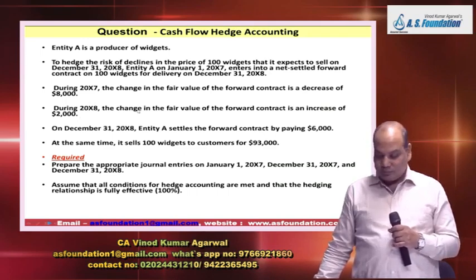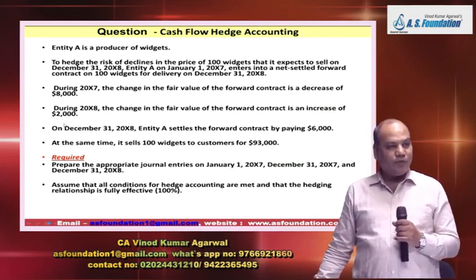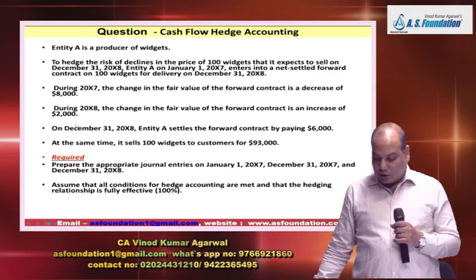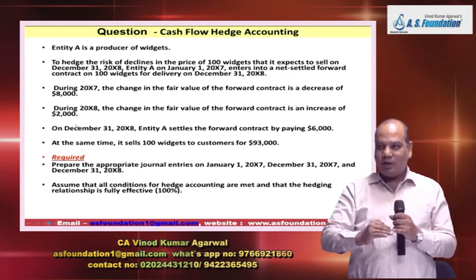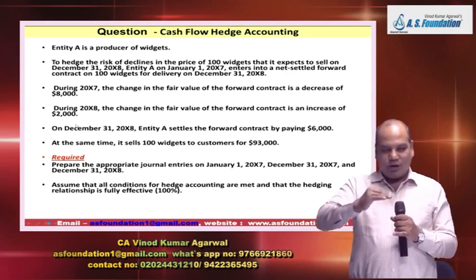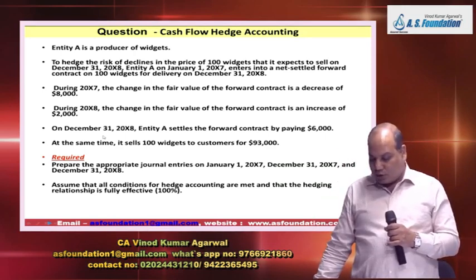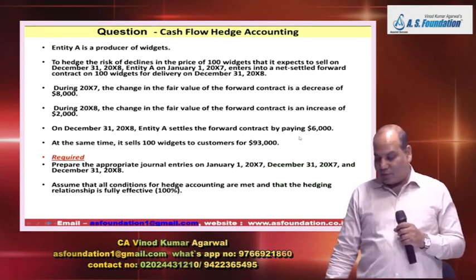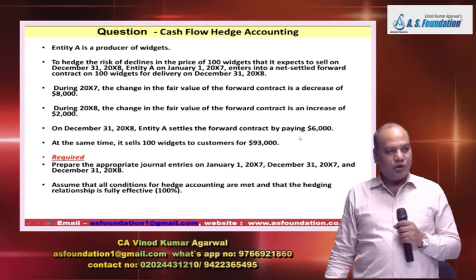During 2018, the change in fair value of the forward contract is an increase of $2,000. So we'll pass an entry for 2,000. Still we are a net loser of $6,000. In the first year the fair value went down by 8,000, in the second year there is a gain of 2,000, so still I am losing $6,000. And to help you, they have given the next line: on 31st December 2018, entity A settles the forward contract by paying $6,000.